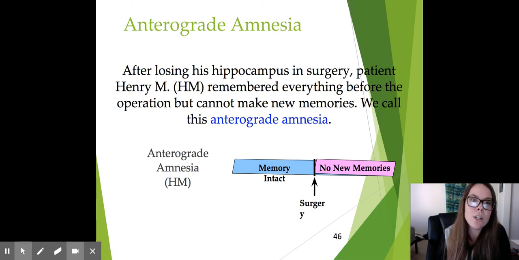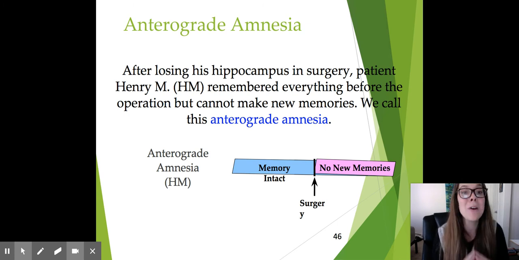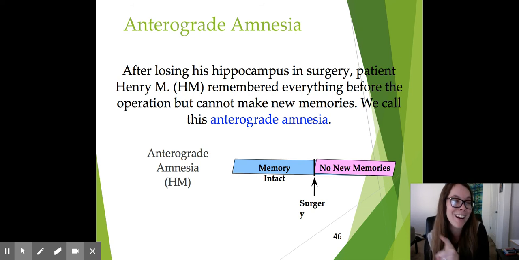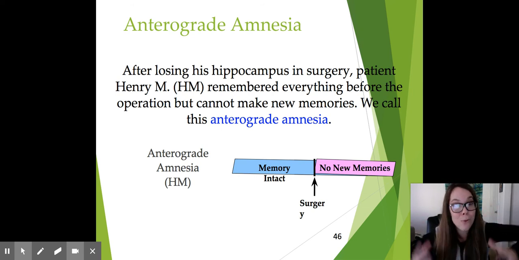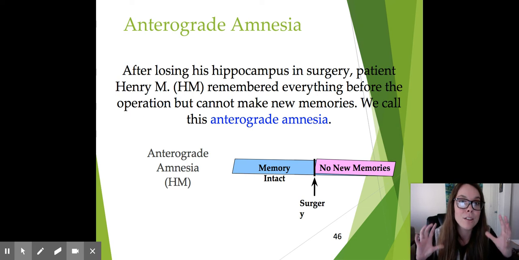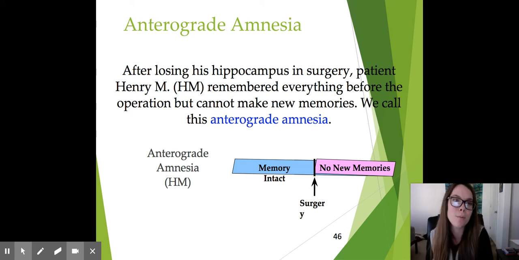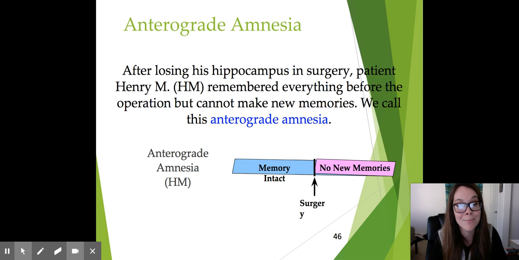So now let's talk a little bit about amnesia. Amnesia is the loss of memory. After losing his hippocampus in surgery, patient Henry M. remembered everything before the operation, but could not make new memories. If anyone's ever seen 50 First Dates, that is your mnemonic for anterograde amnesia. Memories before the accident are intact. Surgery happened, no new memories. Anterograde amnesia is when we remember the past, but we can't make new memories. Okay, so 50 First Dates. If you haven't seen the movie, watch it.